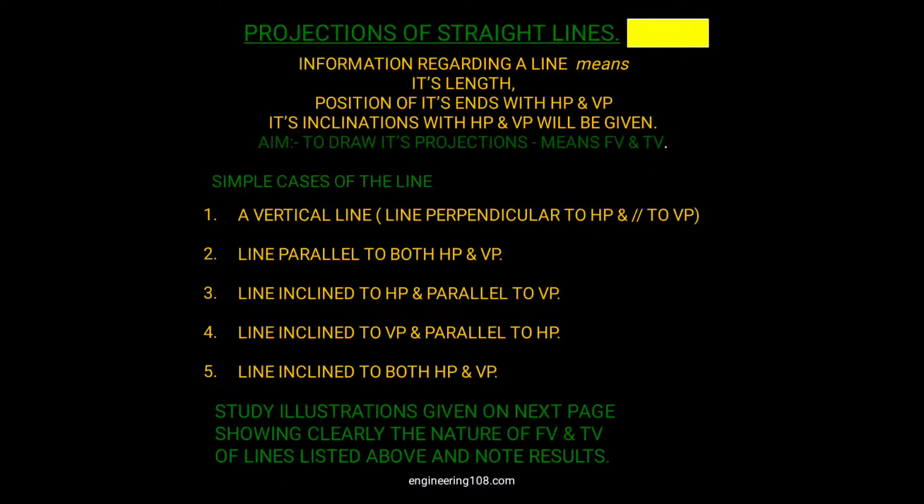Simple cases of projection of a line. First, a vertical line perpendicular to HP and parallel to VP. Second, a line parallel to both HP and VP. Third, a line inclined to HP and parallel to VP. Fourth, a line inclined to VP and parallel to HP. And fifth, a line inclined to both HP and VP. The study illustration given on the next page clearly shows the nature of the front view and top view of the lines listed above, and note the results here.